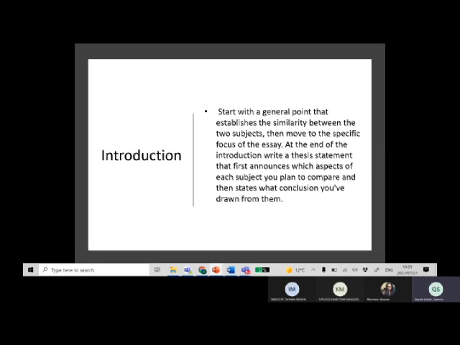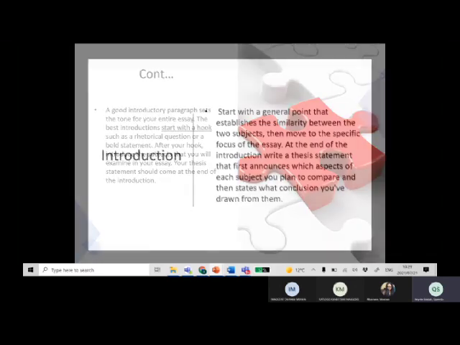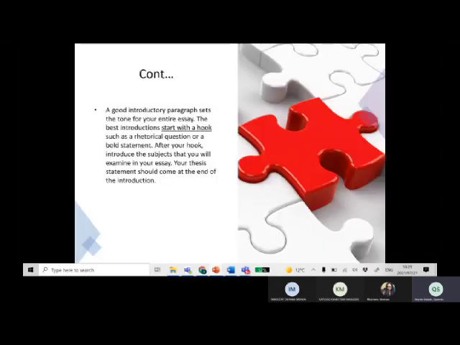So will you be looking at the economy within capitalism and communism? Will you be looking at the population? Will you be looking at the GDP? What exactly will you be looking at when addressing these two theories? When doing your comparison, you need to look at those, and that is very important with the comparative essay. A good introductory paragraph sets the tone for your entire essay.